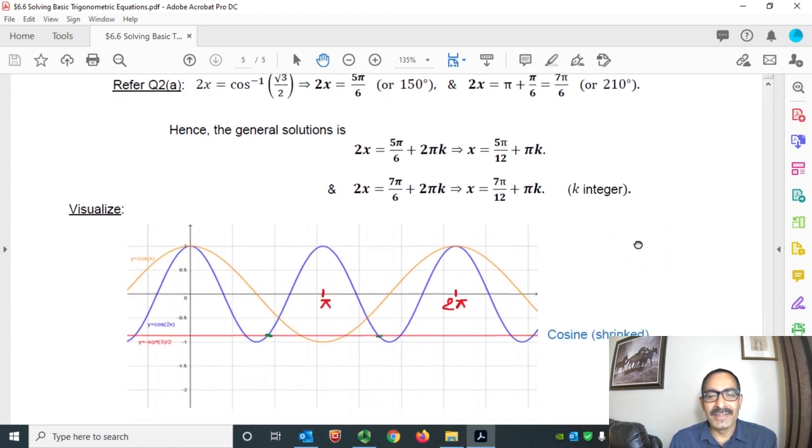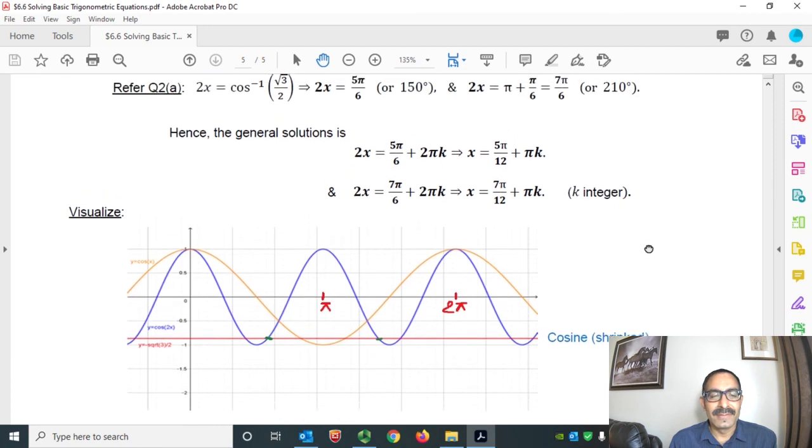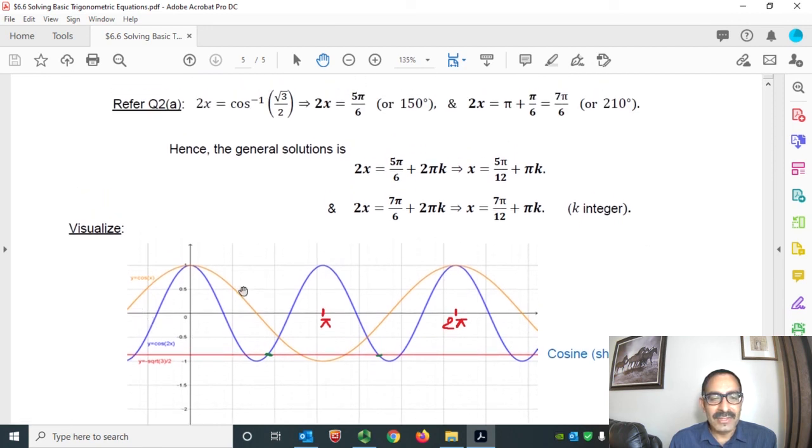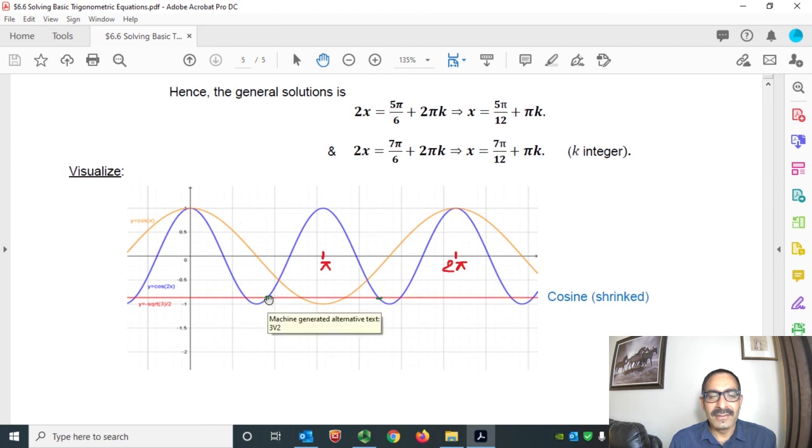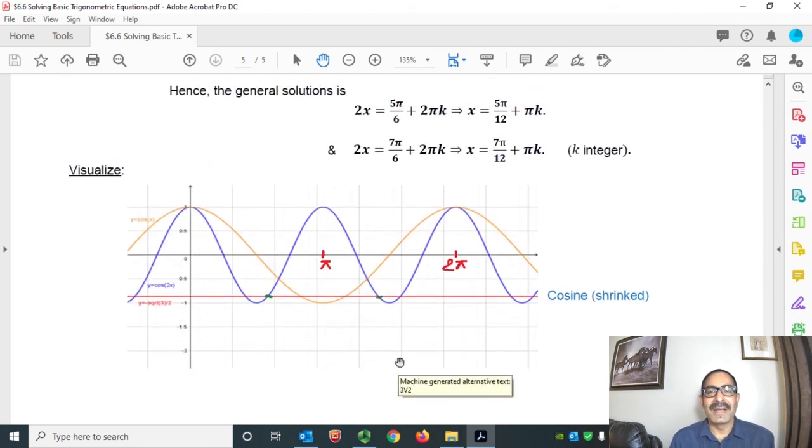Now let me visualize here. This is the regular cosine graph, but our angle is 2 times x, so that means we are shrinking the cosine graph. Then this is the cosine 2x graph, and we found the angles here and here. This is in the second quadrant, and this is in the third quadrant, and this is the line y equals minus radical 3 over 2. I hope this makes sense to you all.